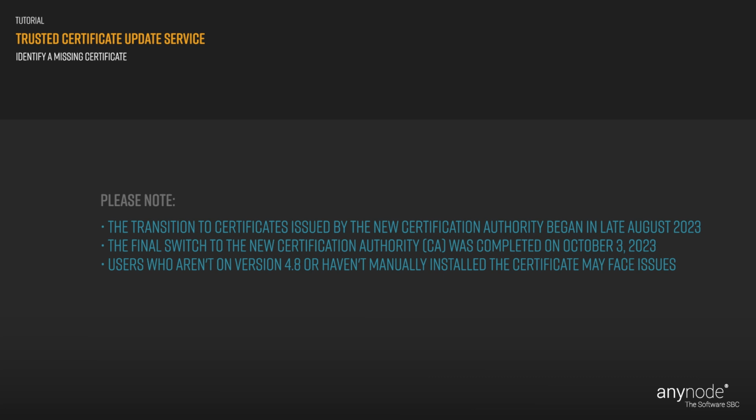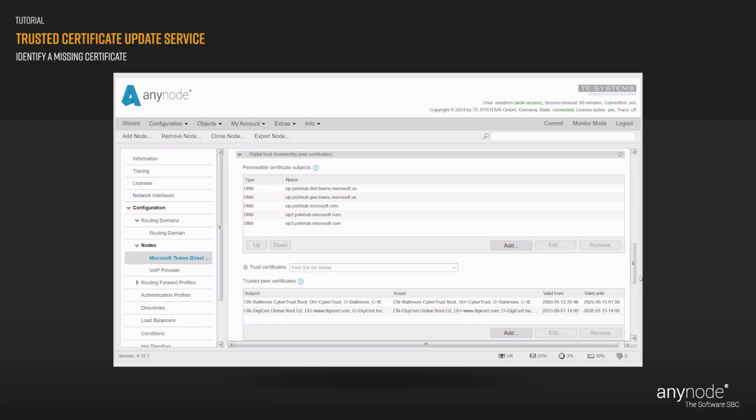All anynode customers using one or more Microsoft Teams direct routing trunks who are not using version 4.8 or have not manually installed the certificate should expect certificate verification errors and disrupted connections. The anynode Trusted Certificate Update service ensures that the additional DigiCert certificate is added to the trusted list in the Teams node. If not, the user will receive a notification.